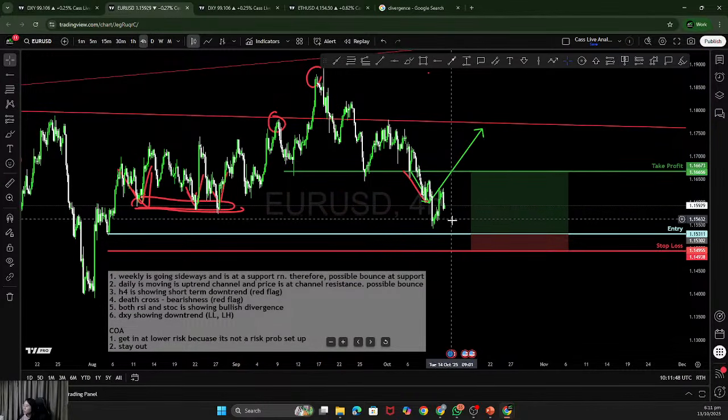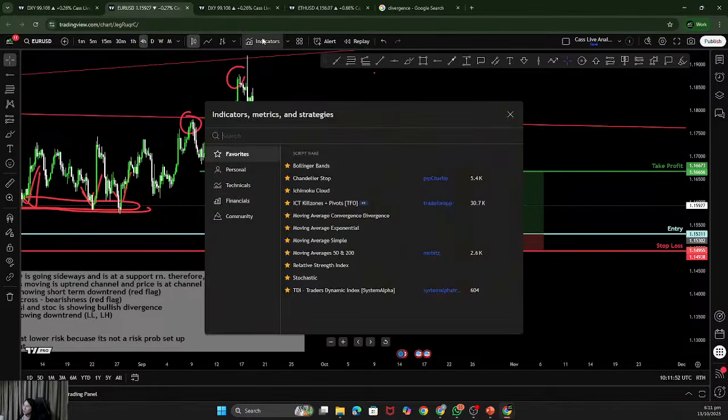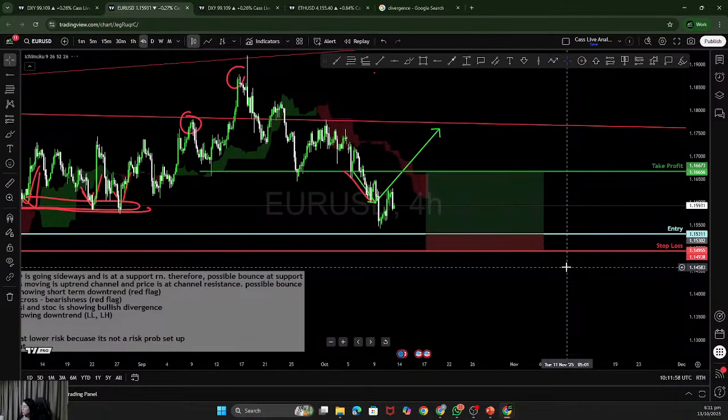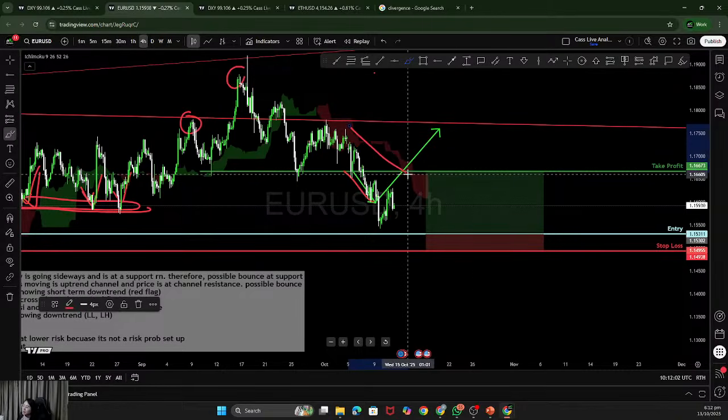I'm pretty happy with that. If price comes down to my entry, I might just get in. Oh my gosh, another red flag. You know what?